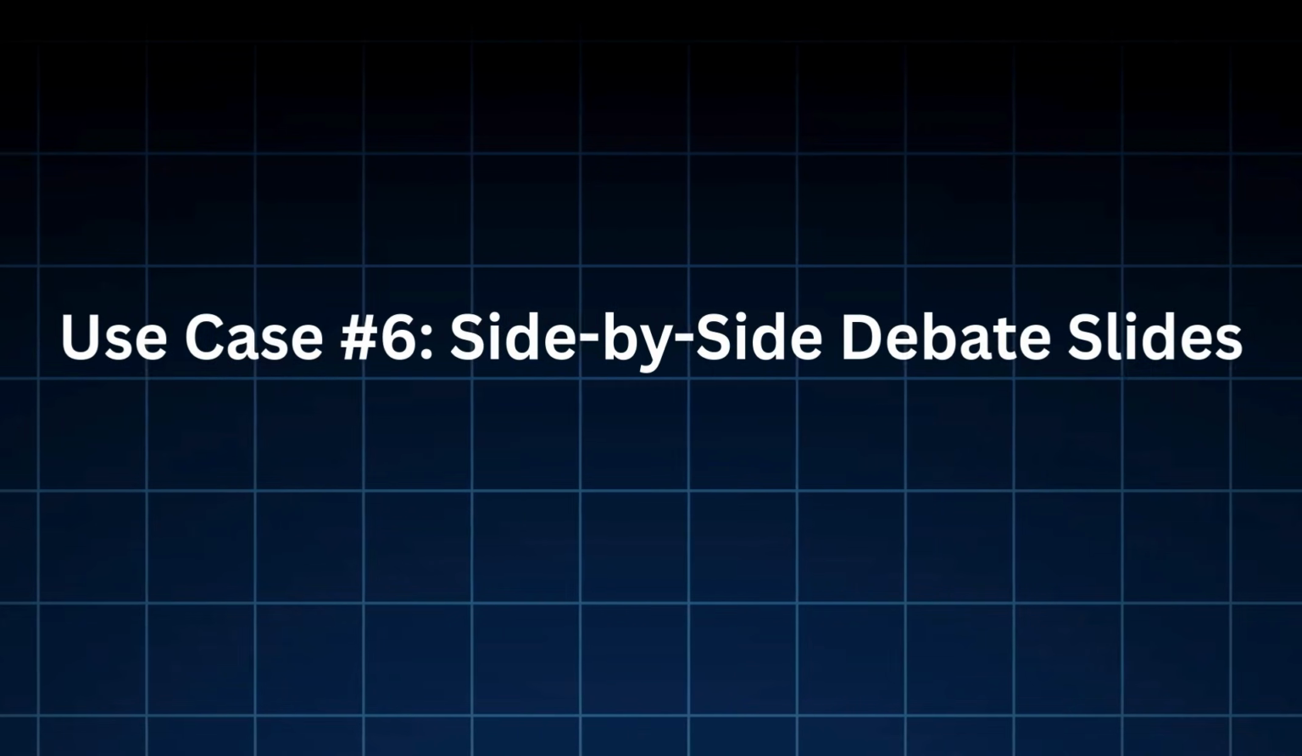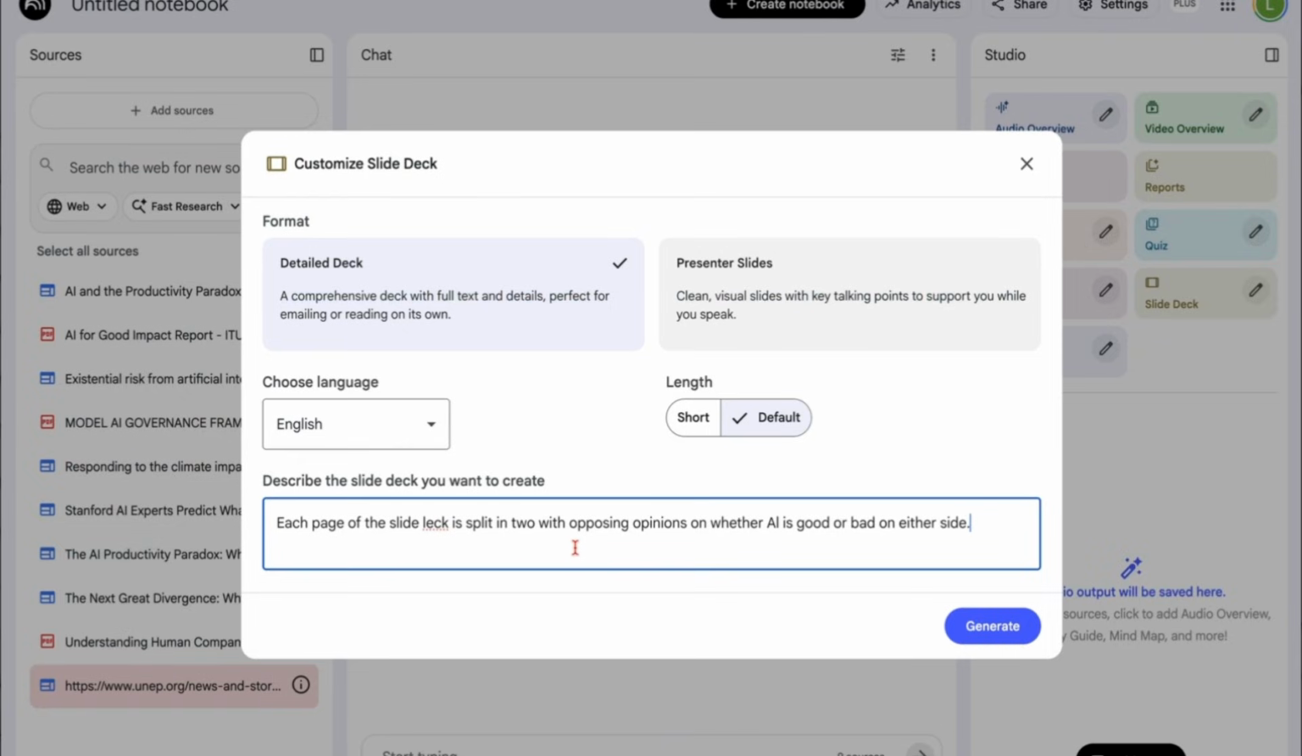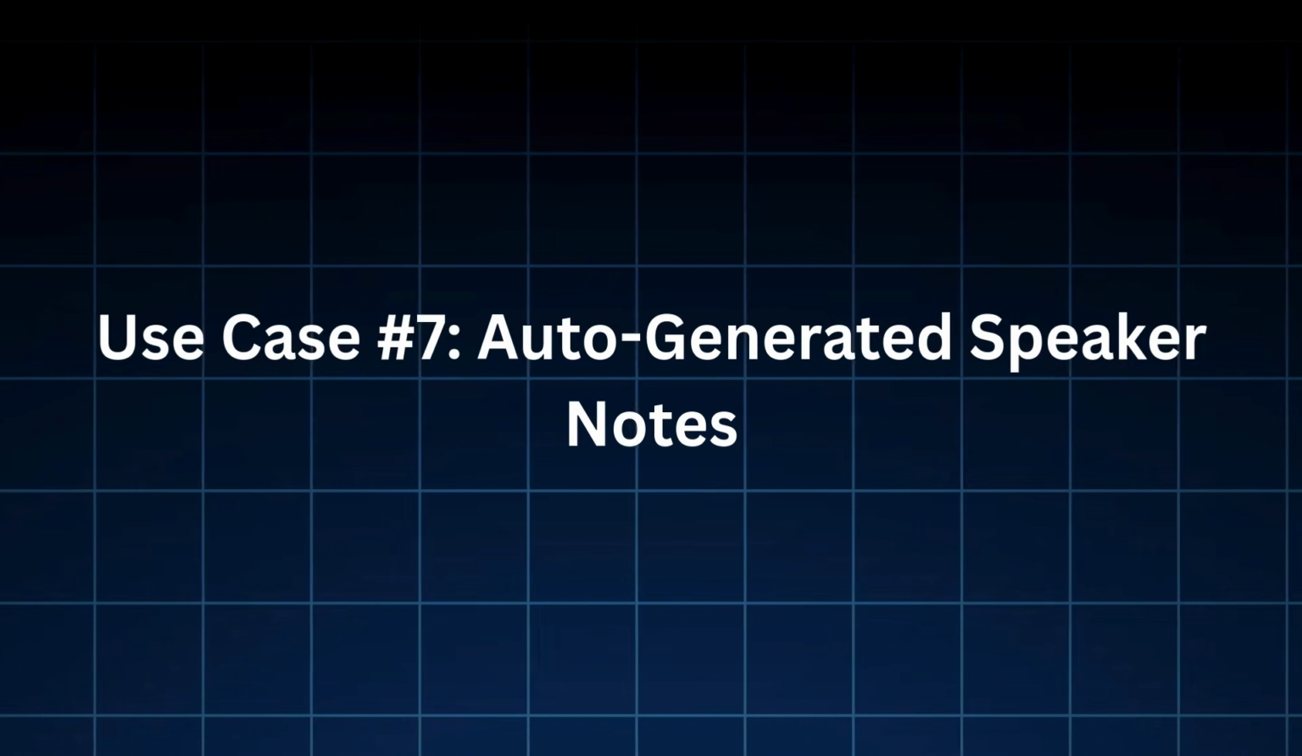Use case number six is side by side debate slides. Another powerful use case is comparison and debate. You can upload sources with opposing viewpoints and ask NotebookLM to create slides split into two sides, pros on one side and cons on the other. This works incredibly well for controversial or complex topics because it forces balanced thinking and makes differences easy to understand at a glance.